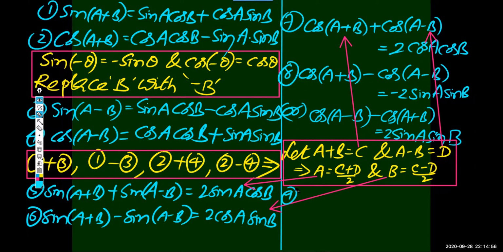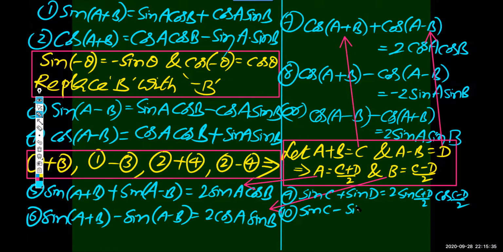Sine of C plus sine of D is equal to 2 sine C plus D by 2 cos C minus D by 2. So the 2 gets cancelled, right? No. For sine, it is sine of something, and cos of something. That's an angle. Okay, right.